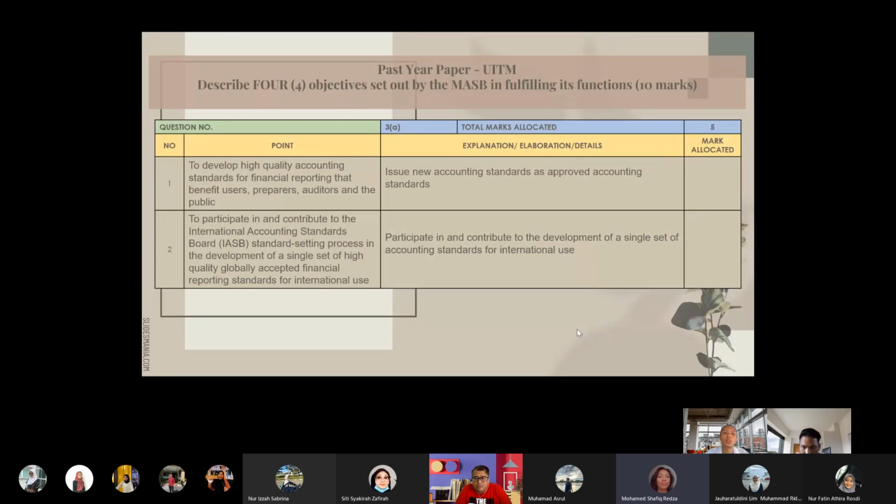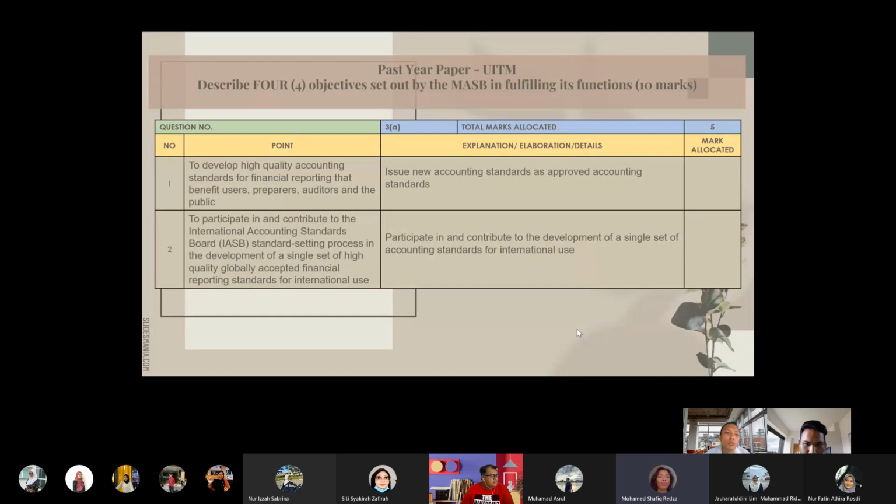So this is the answer. Describe 4 objectives in fulfilling its function. First, to develop high quality accounting standards for financial reporting that benefit users, preparers, auditors, and the public. The explanation for this function is issuing new accounting standards as approved accounting standards.